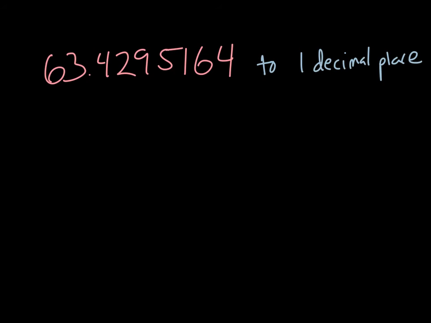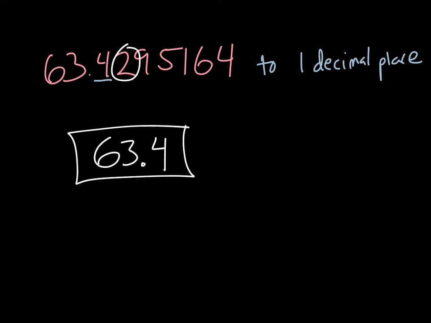Next example. Okay, so now we have 63.4295164, and we want to round this to 1 decimal place. There it is. There's my 1 decimal place. So this 2 is going to tell me what to do next. That 2 is less than 5, so I'm not going to change the 4. 63.4 will be my answer. Now, one of the common mistakes is that if it's less than 5, it makes the number go down, and so someone might want to write down 63.3, but that's not right. You don't make it go down, you just don't make it go up. That's a little different.